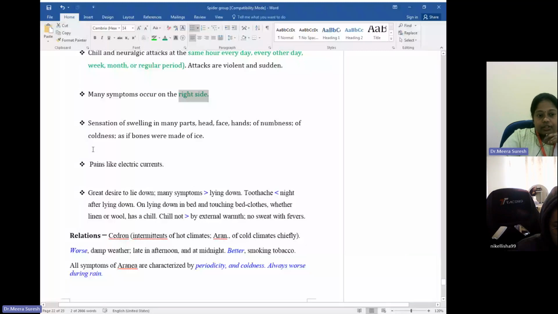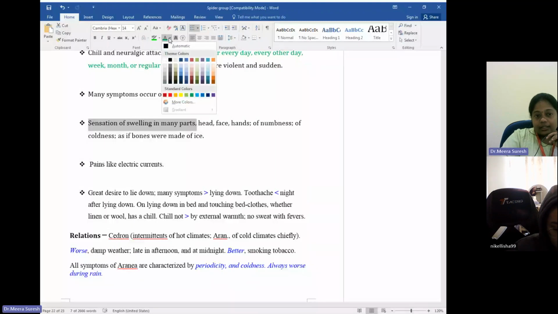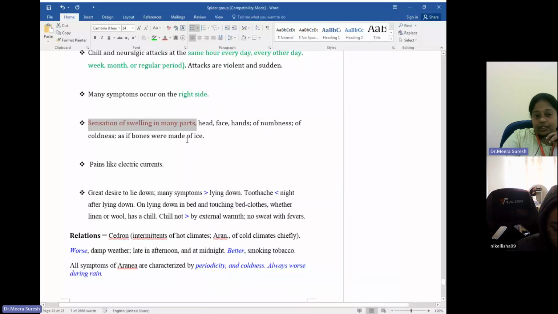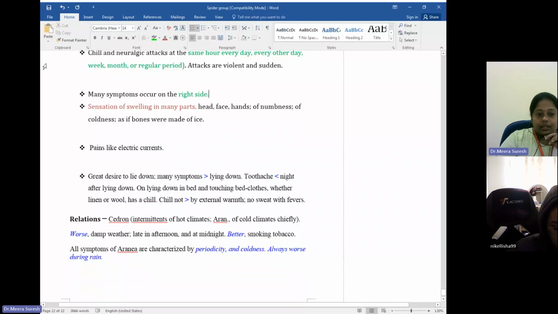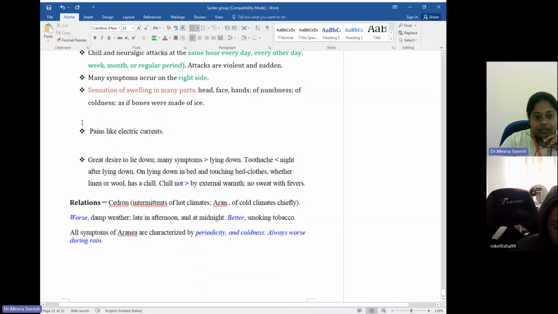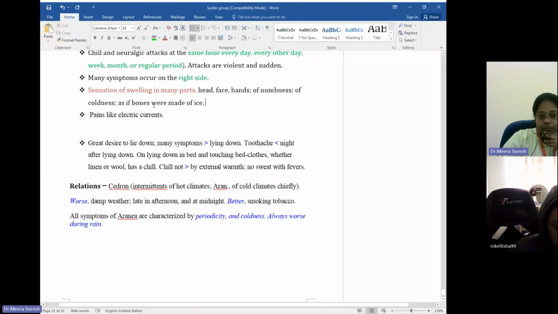Then this is a characteristic feature they have, a sensation of swelling in many parts of the body. So I read in Clarke that when the patient presented with this symptom, they had some other symptoms, but they also had this sensation of swelling in many parts of the body. When this medicine, Arrhenia, was given, it actually worked. So they have this scattering sensation as if swelling is present in many parts of the body, and also as if the bones were made of ice.